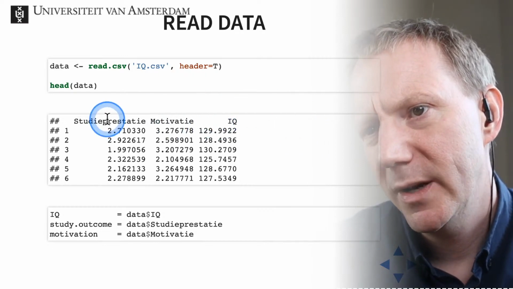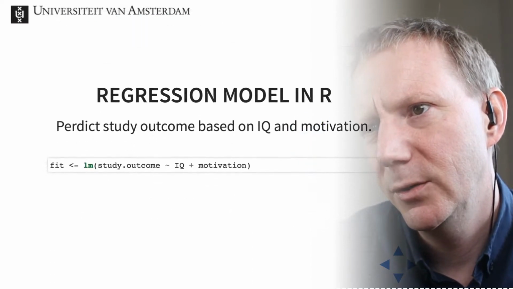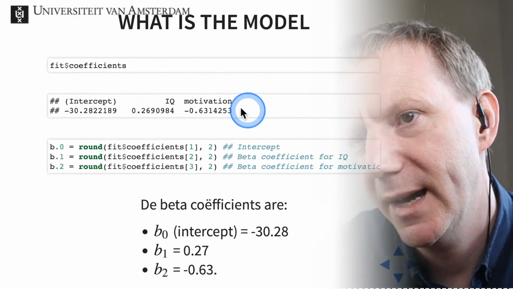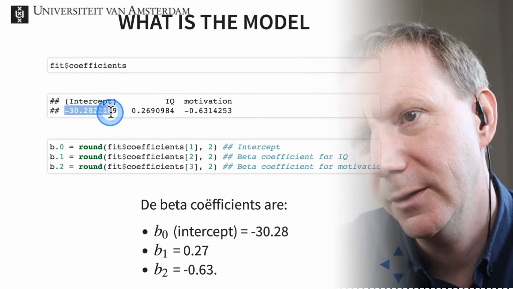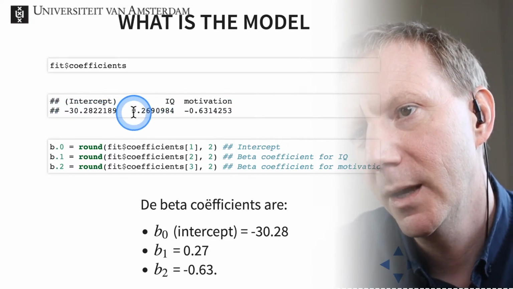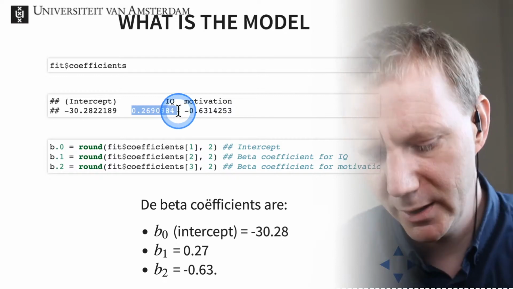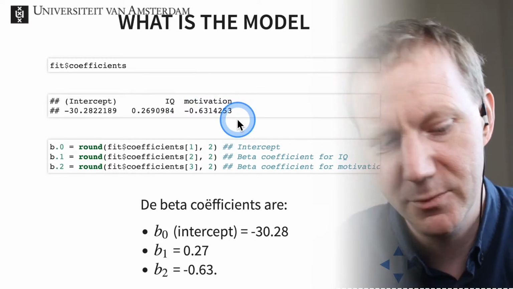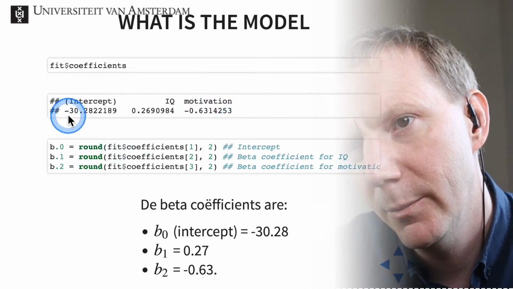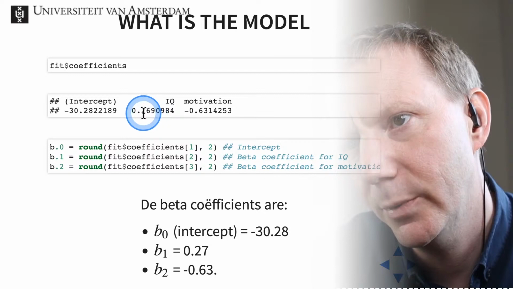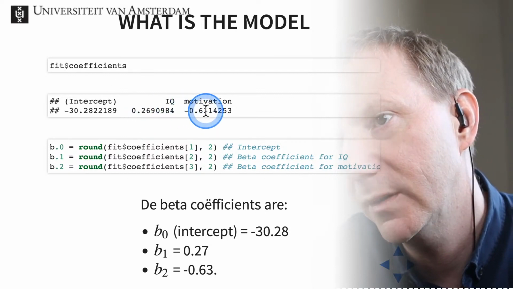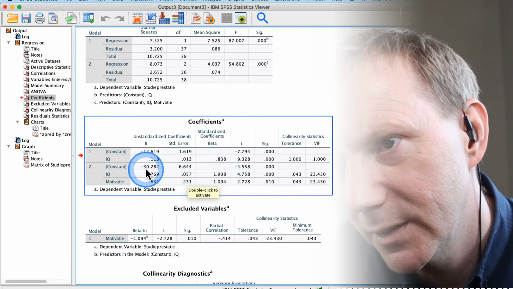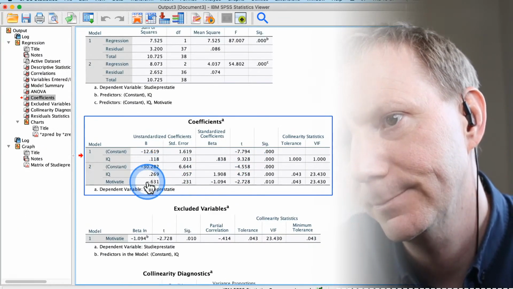So we have IQ, motivation, and study outcome. We're going to do the regression analysis in R for a second, which will get us our intercepts, which we already looked at. We have the beta coefficient for the IQ, and we have the beta coefficient for motivation. These are the same as we've seen in SPSS, right? Minus 30, plus 0.26 and minus 0.6. This is the same as we have in our SPSS output.